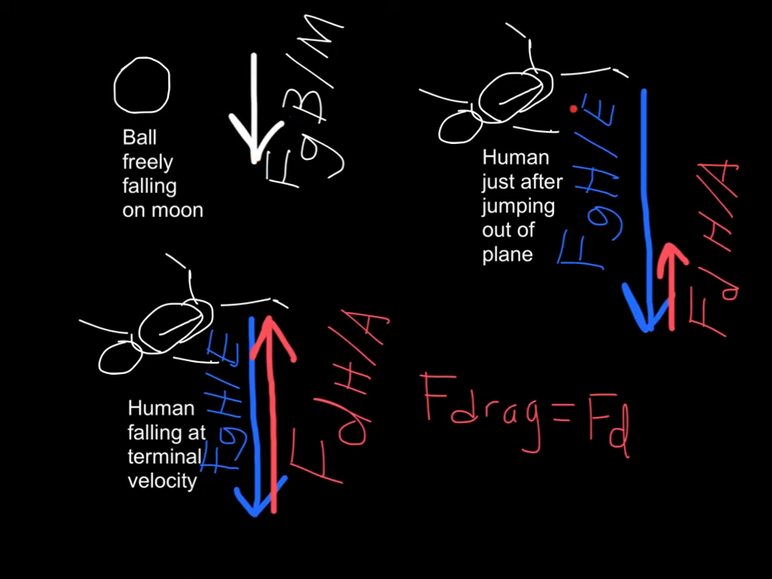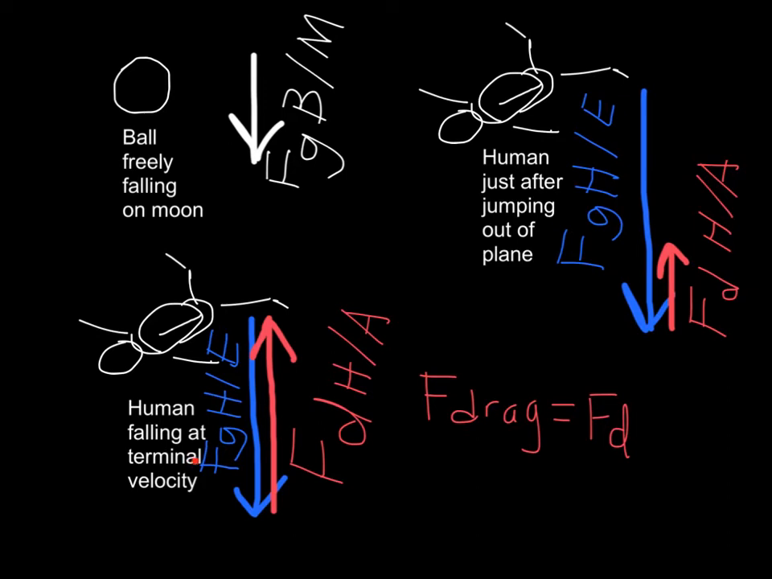All right, here's a human just after jumping out of a plane. The air drag, which is FD, depends on speed. So the human is not fast enough yet for the drag to be equal to the gravitational force. So it's just the gravitational force on the human from the earth, and then air drag on the human from the air.